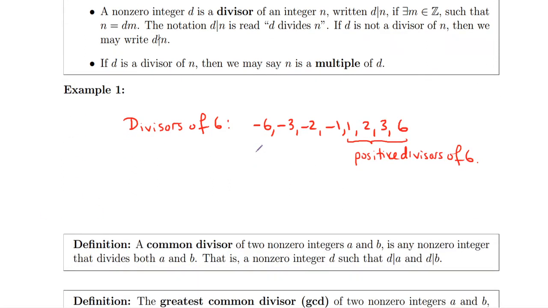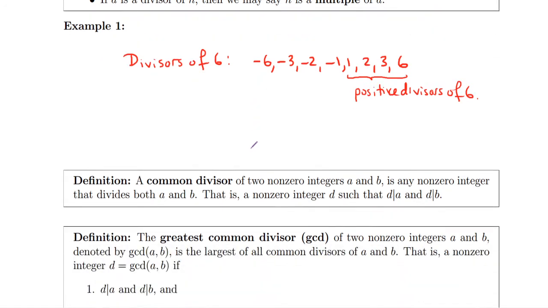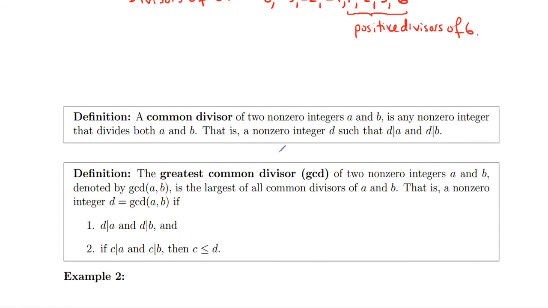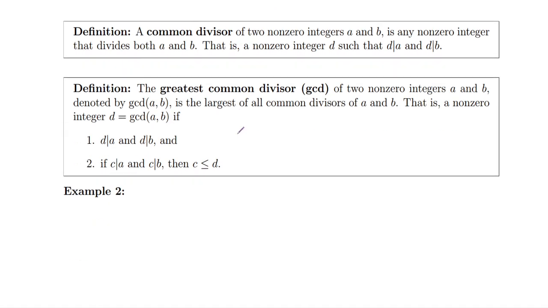Now that's all talking about one integer, right? You're asking what are the divisors of that integer. But what if I give you two integers? I could look for divisors that are common among the two of them. So we say a common divisor of two non-zero integers a and b is any non-zero integer that divides both a and b. In other words, you're looking for a d such that d divides a and d divides b. That would be a common divisor among two given integers.